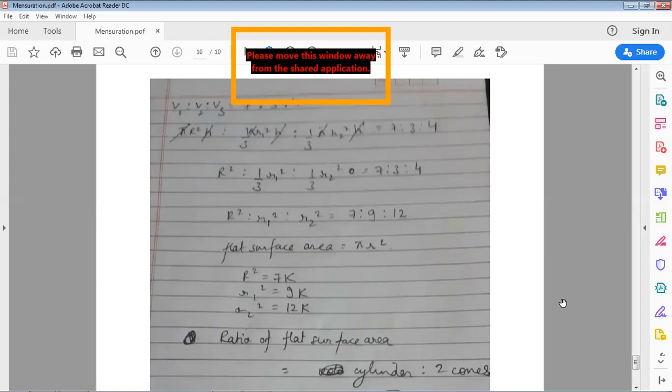Okay, so the second part of the question is, what would be the percentage change in the flat surface area before and after? So first of all, what do you mean by the flat surface area? The flat surface area is the thing which is flat. It's the bottom and the top in case of a cylinder, and the bottom only in case of a cone. So this is what you mean by flat surface area: the top and the bottom for the cylinder and only the bottom for the cone.